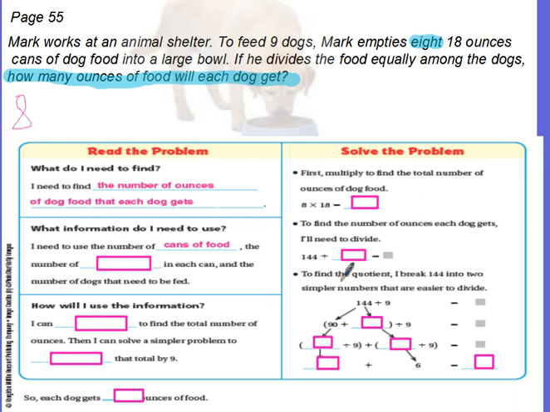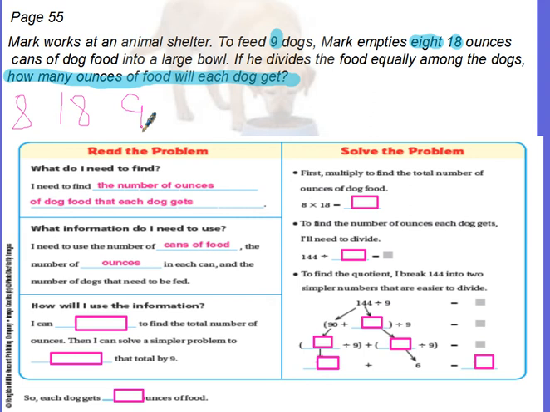Then I also need to know how many ounces are in each can. So I can see there's 18 ounces in each can. I'm just going to write down 18 here, and I don't know what order of operation just yet. And then I also need to know how many dogs I have to split that up into. How many dogs am I going to feed? So I'm going to put the 9 down here.